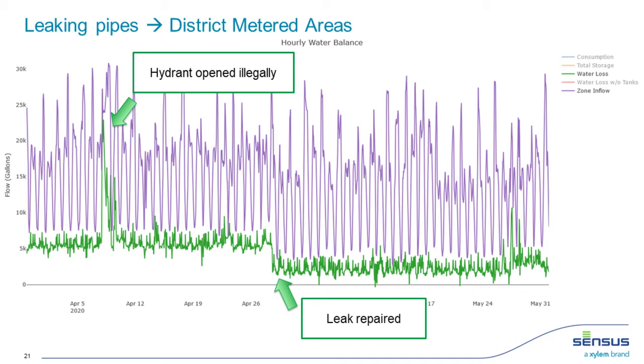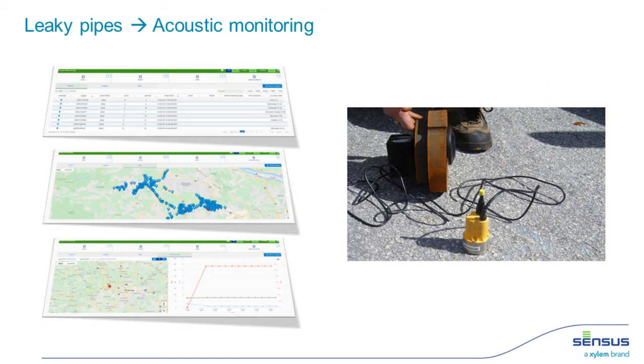And there's two interesting things that happened during this date range. One is that there was a hydrant opened illegally. And so now we can actually quantify exactly how much water was lost during that event. There's also a background leak that was detected and repaired within this network. And so you can see that baseline shift in the data.